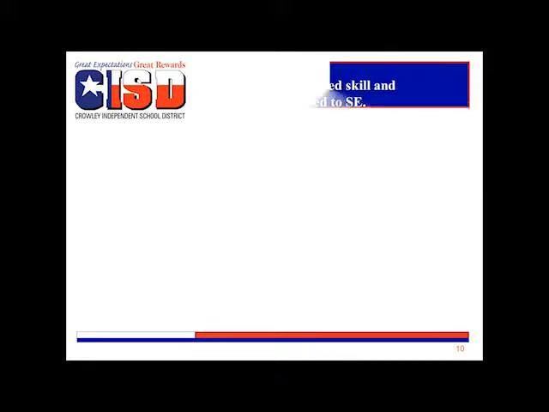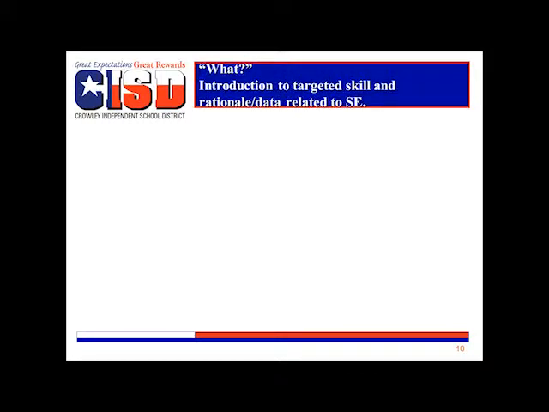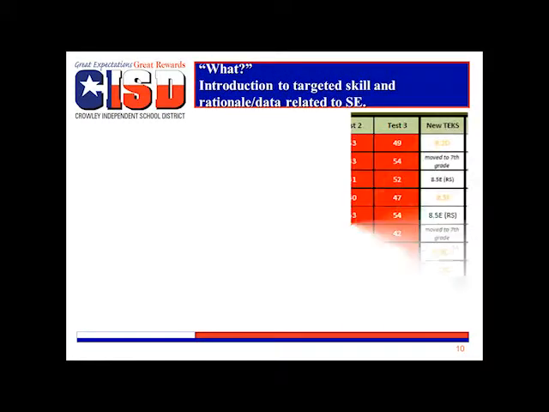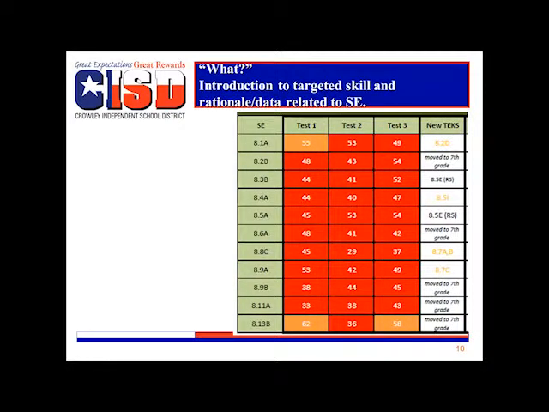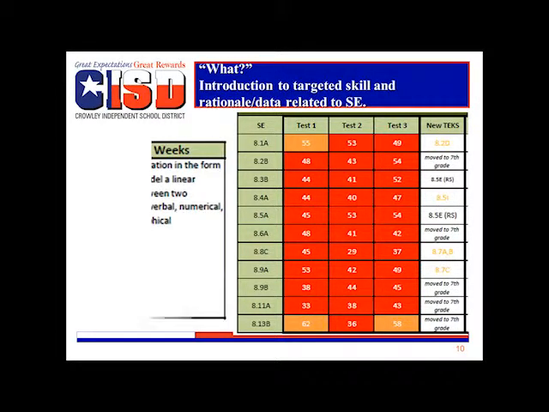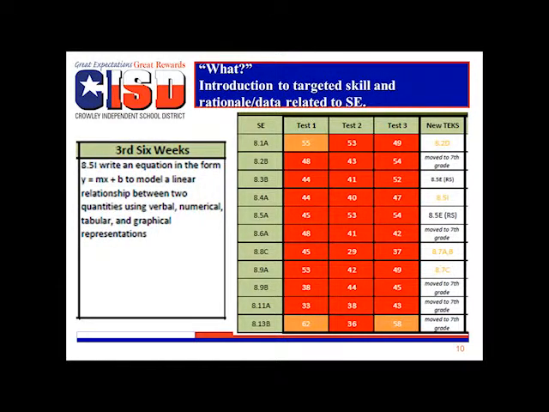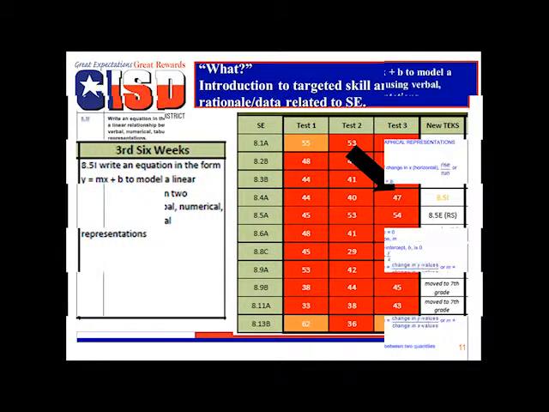As part of the PLC process, the what, we will discuss our hotspot identified using a heat map. For the third 6 weeks in 8th grade math, we will target TEK 8.5i, which is previously 8.4a. Take a moment to read over the TEK. We have selected 8.5i because by the red color we can identify it as an area of concern.